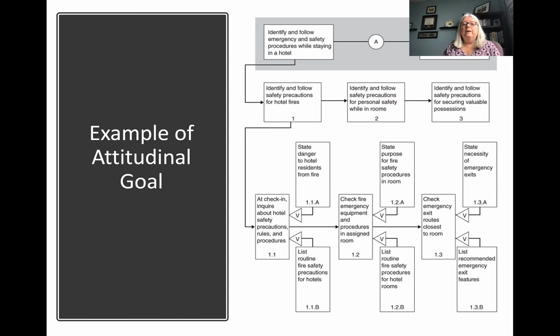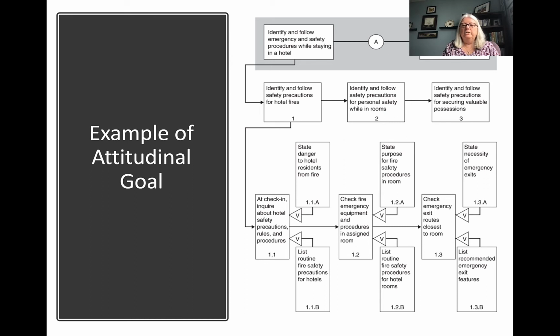So we've identified 3 goal steps here. The first is to identify and follow safety precautions for hotel fires. If we go down, the first sub-skill is at check-in, inquire about hotel safety precautions, rules, and procedures. The V connected there, state danger to hotel residents from fire, indicates that this is a verbal goal, and this is what we want the learner to be able to tell us.